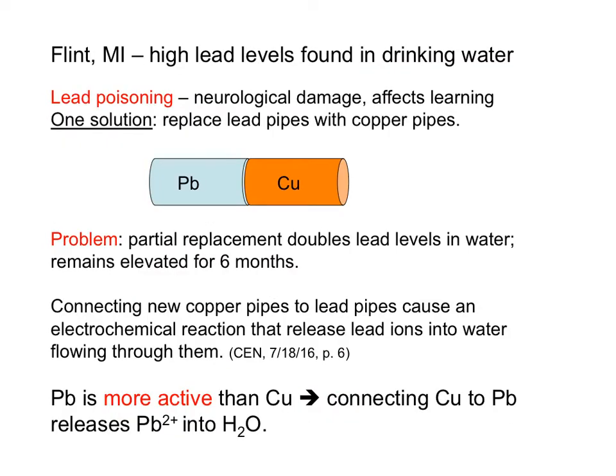A few years ago in Flint, Michigan, high lead levels were found in drinking water. That is very bad news. Here's where the activity series comes in. If the new copper pipes come in contact with the old lead pipes, electrons will flow from the lead to the copper because lead is more active than copper. This causes the lead to oxidize to lead 2 plus ion, and that gets released into the water.